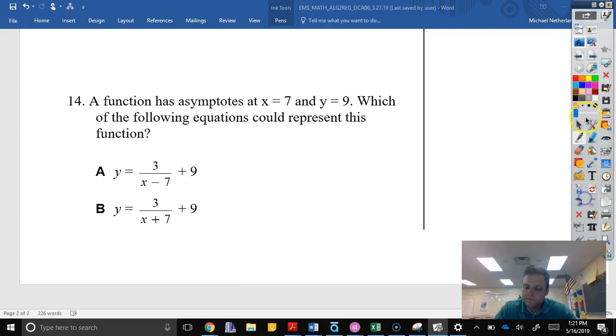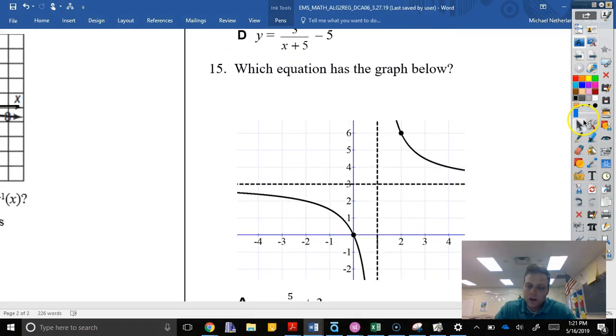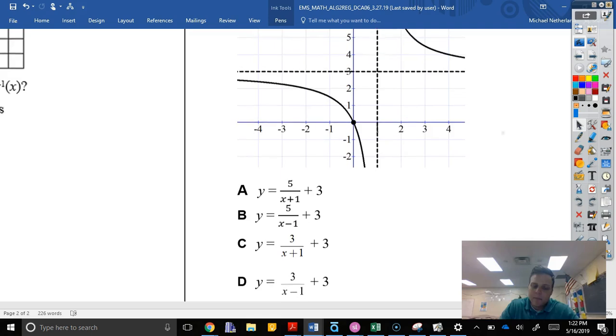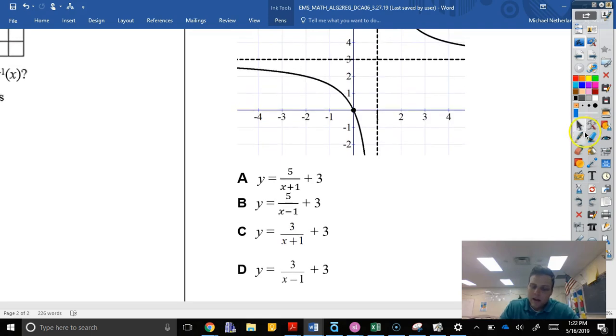All right, problem 15. Which equation has the graph below? Well, this is clearly a rational function. I've clearly gone from, rather than having a vertical asymptote at x equals 0, now it's at x equals 1. And rather than having a horizontal asymptote at y equals 0, I now have one at y equals 3. So which one of these fits that mold? Well, x minus 1 means right 1, so I know it can't be A or C. So then what's the difference between B and D? Because they both have the plus 3 for the y.